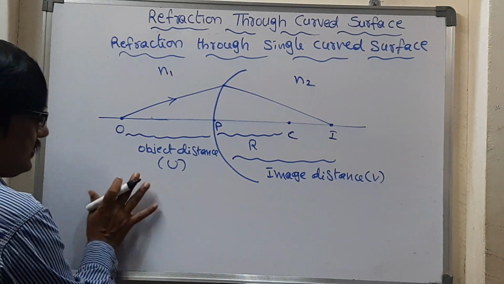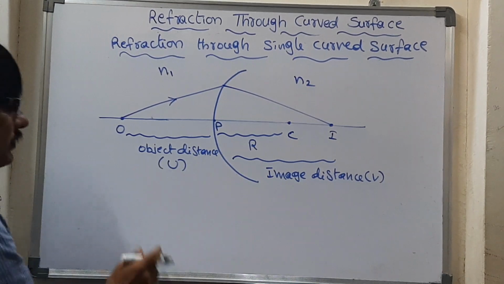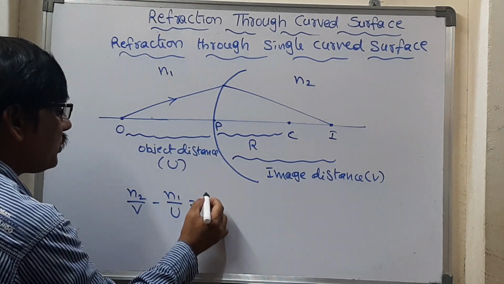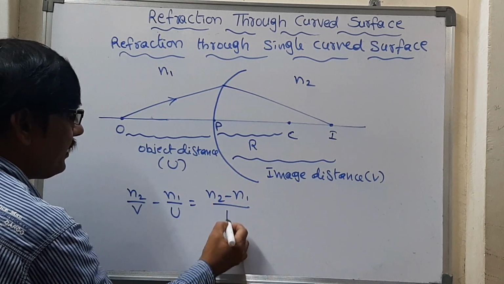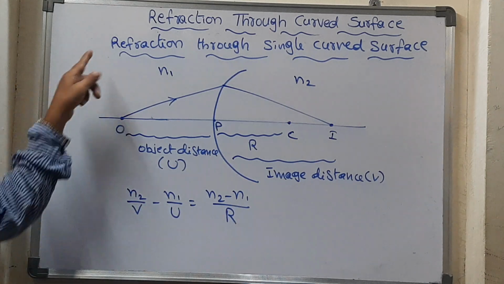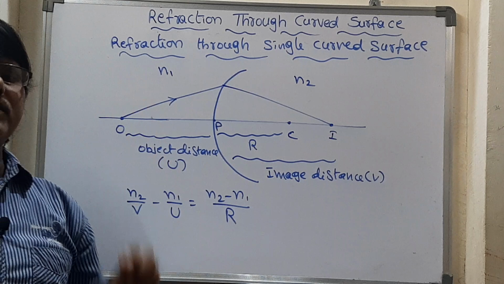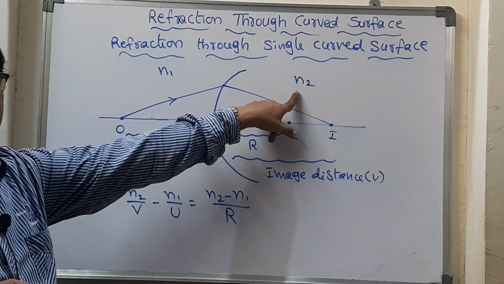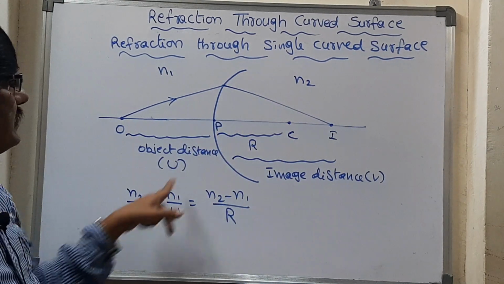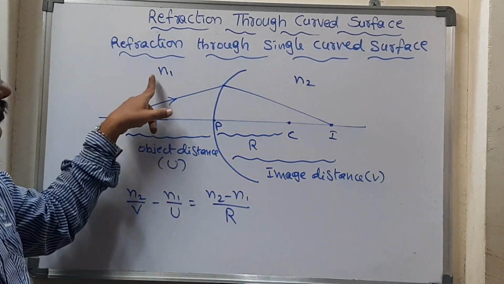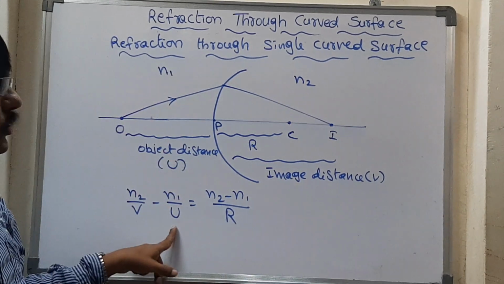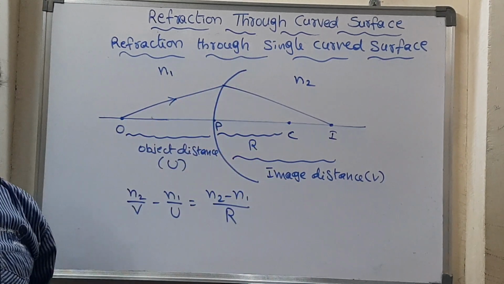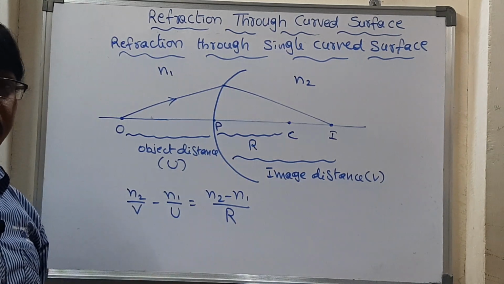This is the expression for refraction through a single curved surface: n2 by v minus n1 by u is equal to n2 minus n1 by r. Many times in the board exam it was asked, and here you should also explain the terms. n2 is the refractive index of the second medium, v is the image distance, n1 is the refractive index of the first medium, u is the object distance, and R is the radius of curvature of this curved surface. Got it? This is one of the very important expressions.